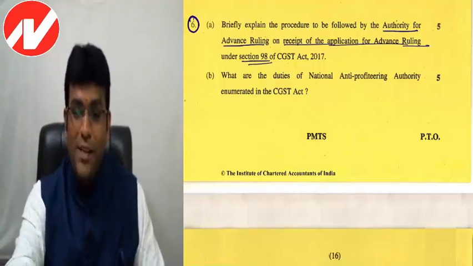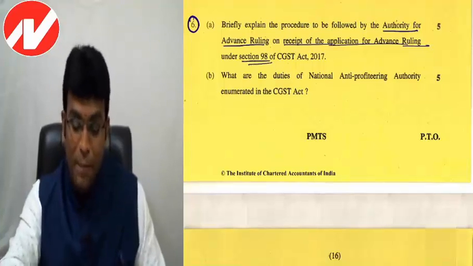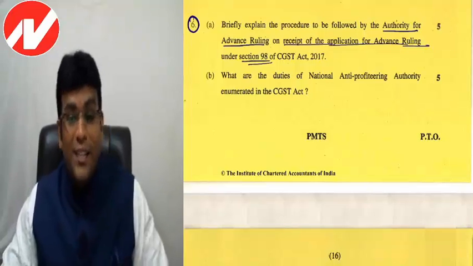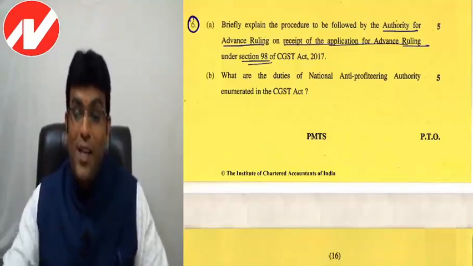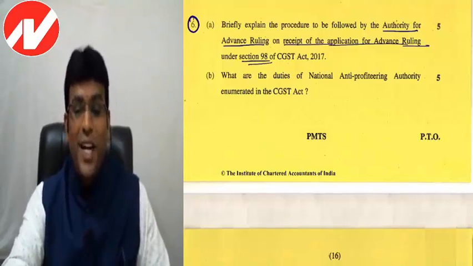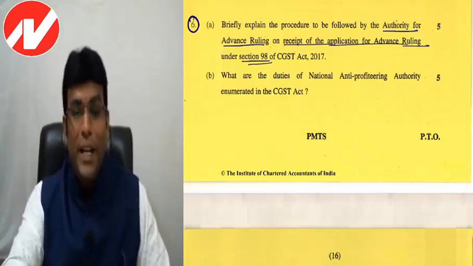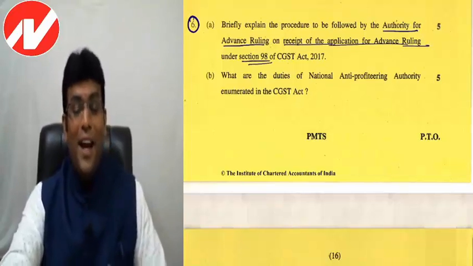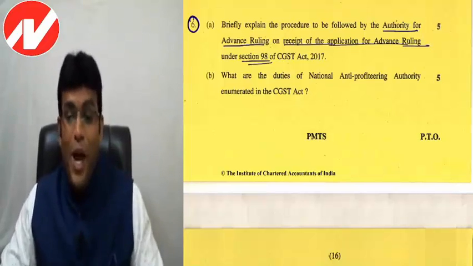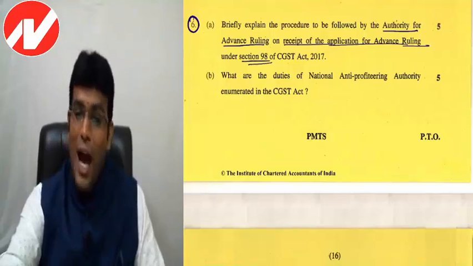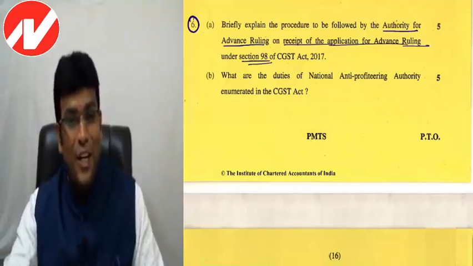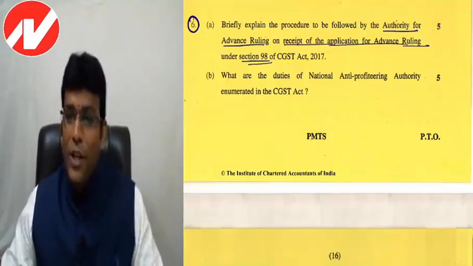I repeat one more time, friends. Question raised in the application is already pending, or question raised in the application is already decided. So in those 2 cases, advance ruling authority will reject the application. And if they don't reject, then they'll definitely call the applicant, give an opportunity of being heard, and after that only they'll give a ruling within 90 days. And after that, copy of the ruling will be sent to the applicant and also to the concerned officer. Clear, friends? Done. Pretty simple. Write properly, you'll get your marks.